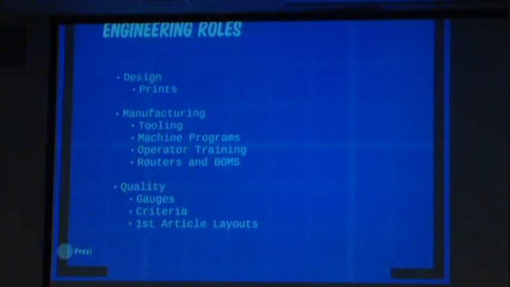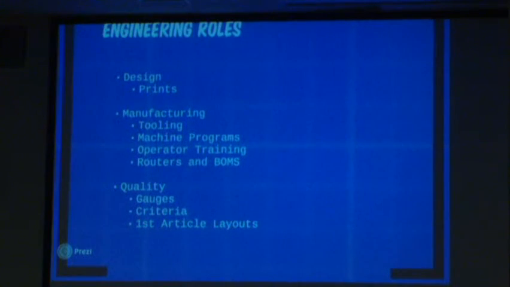The design engineer generally is in charge of making the print. So you meet with the customer, you come up with the neat idea, and you make the print. And you feel like you're the most important person, but you didn't make anything. Then comes in the manufacturing engineer. He comes up with the tooling. Like if you want that casting, he makes that casting mold. He creates all those CAM programs. He trains the operators how to make parts. He creates those routers and bills of materials we talked about. And then the quality engineer does all of those inspection things, so creating the criteria, things like that.